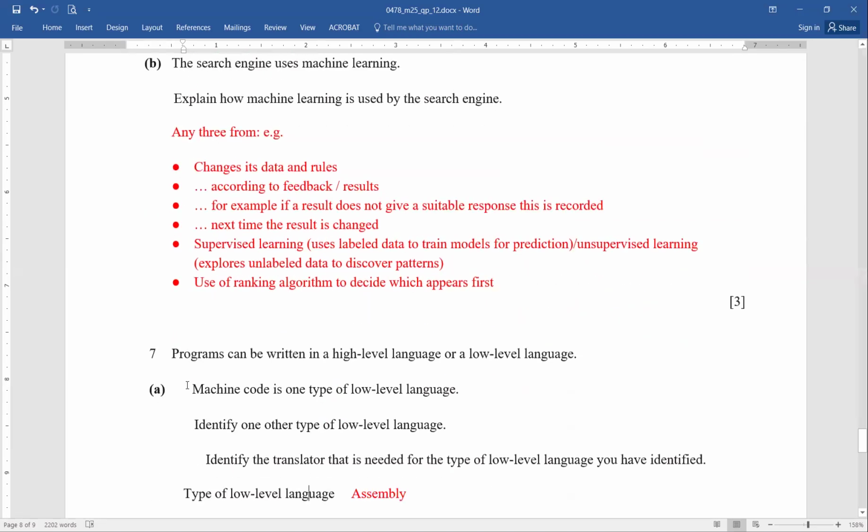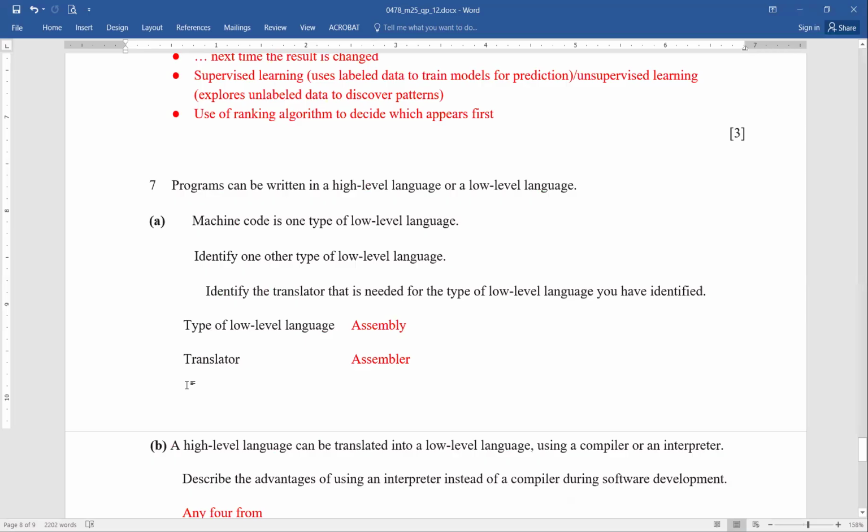Any questions? Now, question number 7. Programs can be written in a high-level language or a low-level language. Machine code is one type of low-level language. Identify one other type of low-level language and identify the translator that is needed for the type of low-level language you have identified. So see, we have mentioned machine code, and they're talking about low-level language.